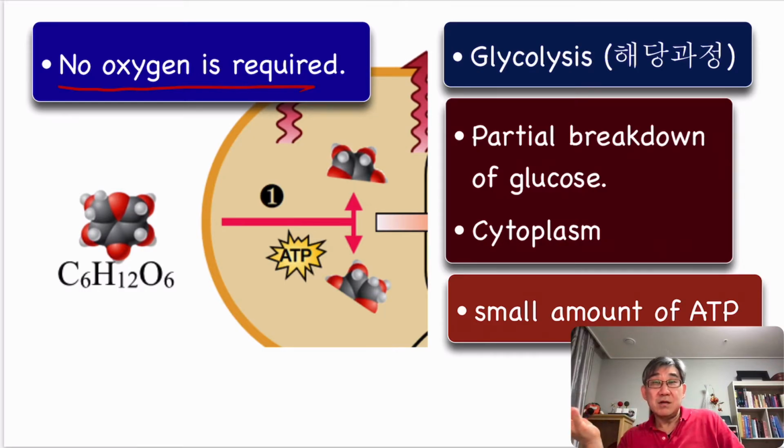Then you can somehow manage your life. But for a big body, a multicellular organism having areas with such high oxygen demand, those sensitive parts die first. So overall, your entire body cannot survive. That's the sad thing about it. Okay, so that's a simple summary of this first part, which is glycolysis.